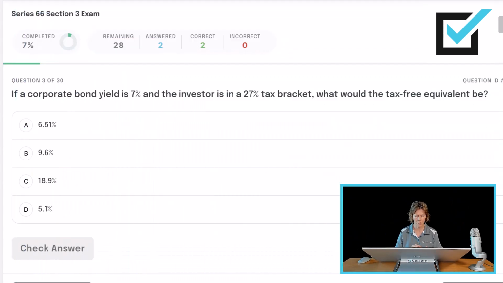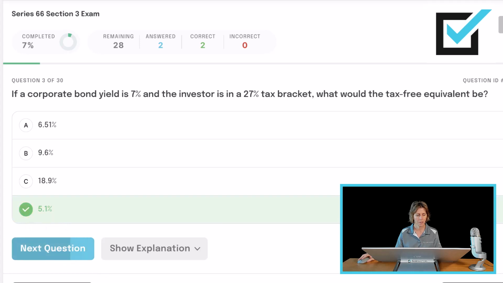That's not what the question said, I know, but after-tax yield and the tax-free equivalent are the same thing. So we're going to take 0.07 times 0.73. That's how much of it the investor gets to keep. You get 0.0511, so 5.1%. It's not math heavy, these tests, but there are a few math questions that you must know. Always use your calculator.